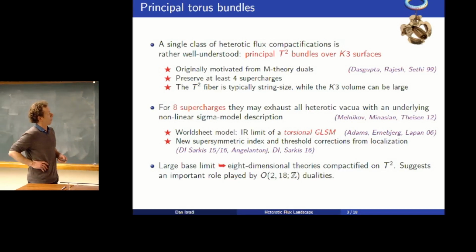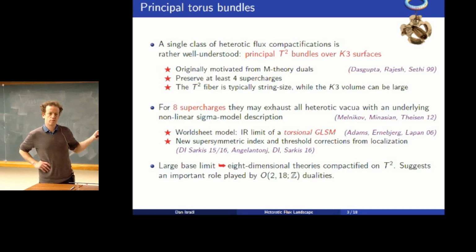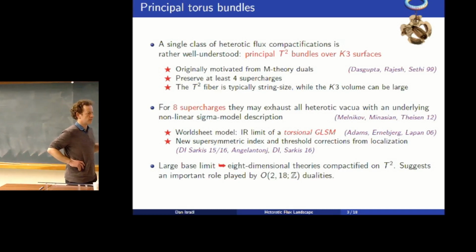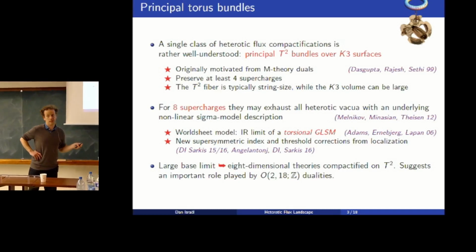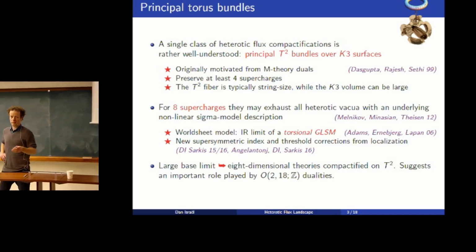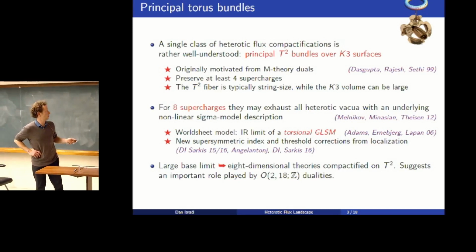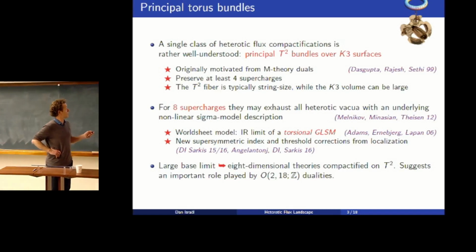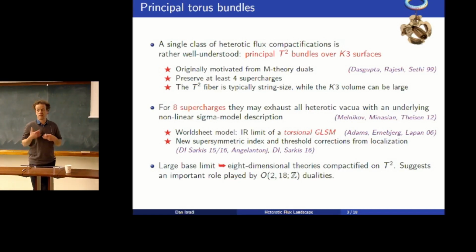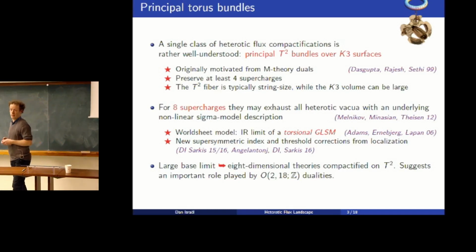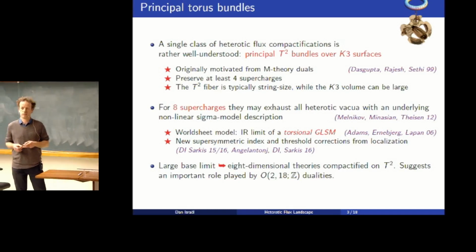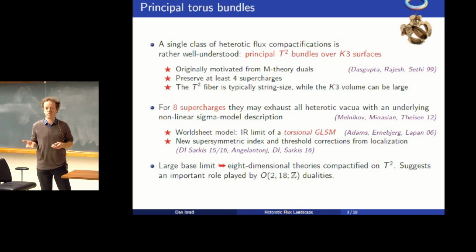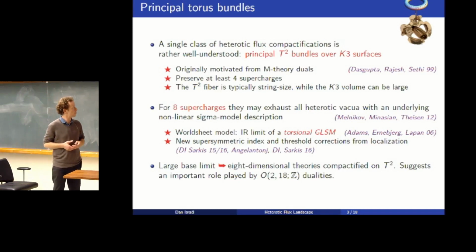There are generally 4 supercharges, but there is a subcase that I will discuss in more detail, which preserves actually 8 supercharges. In this case, it's even believed, in a paper of Ilarion, Ruben, and Stephen Sethi, that they exhaust all possibilities of 8-supercharge compactifications of heterotic strings, which includes, of course, the trivial fibration, which is just K3 times T2.